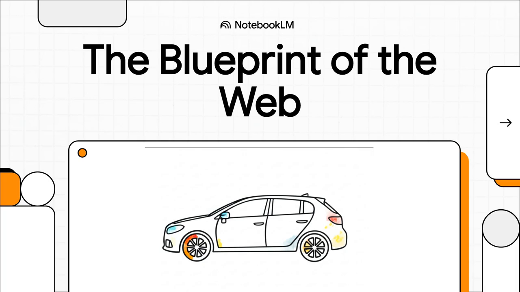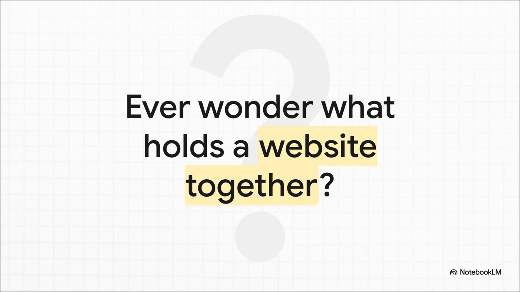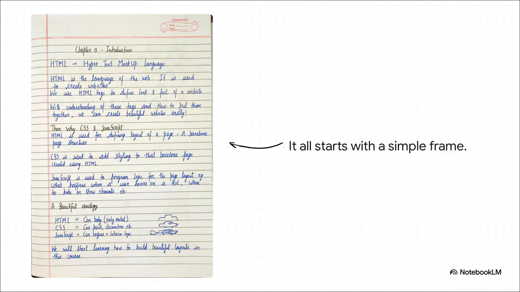All right, let's jump right in. We're about to pull back the curtain on the internet and demystify the basic code that builds every single website you visit. And we're going to use these awesome handwritten notes to guide us. So you might be thinking it's some kind of complex digital magic, right? But honestly, the core idea is surprisingly simple, and it all clicks into place when you hear this one great analogy. Okay, so just think of a website as a car.